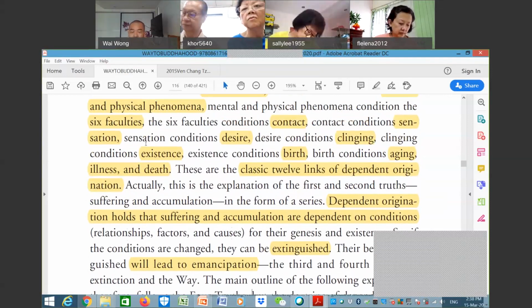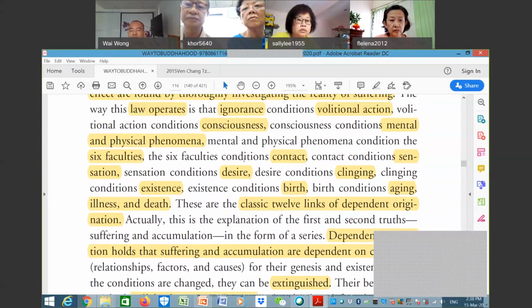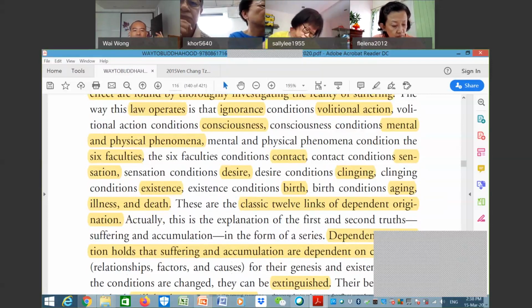Class, okay, finish highlight, okay. Well, in the 12 dependent originations, there are 12 terminologies from ignorance, volitional actions, consciousness to illness and death. Please memorize it now, okay? These 12 terminologies, please memorize them. When you're satisfied with memorizing it, please let me know, okay?